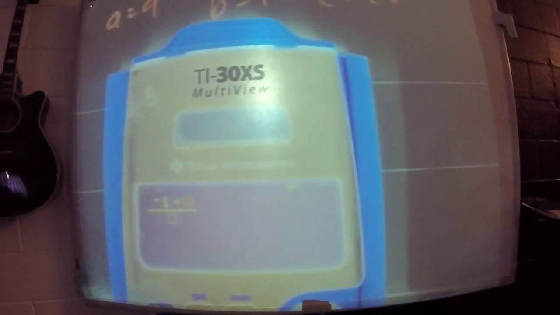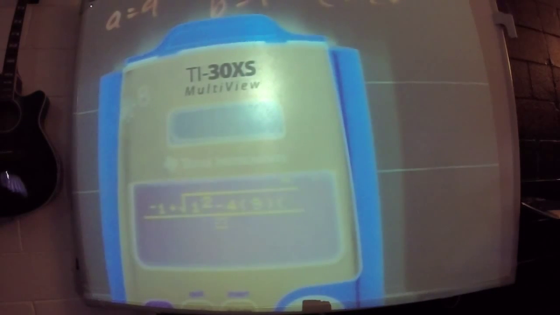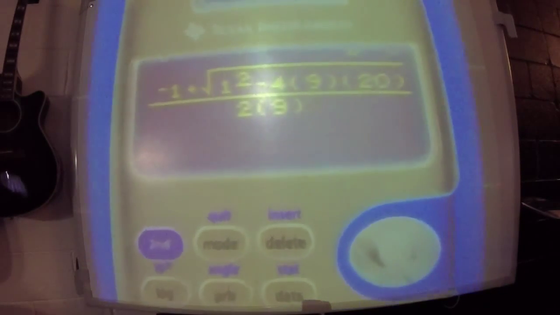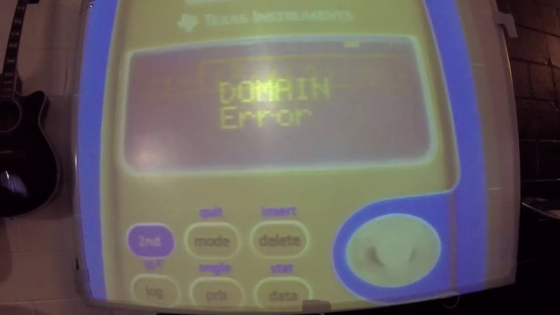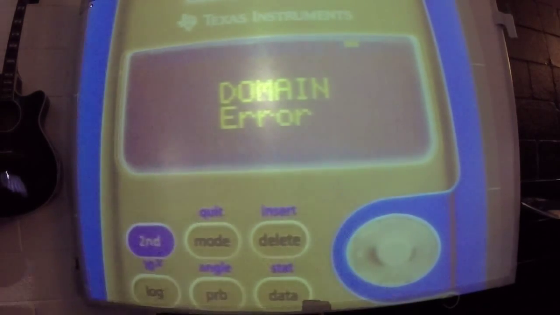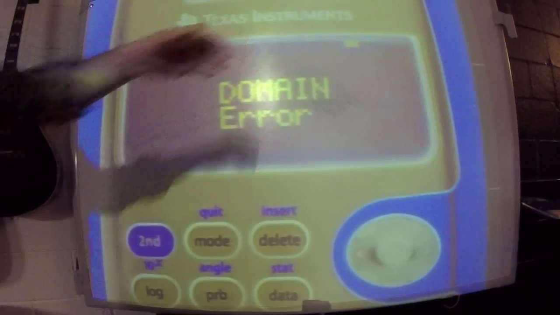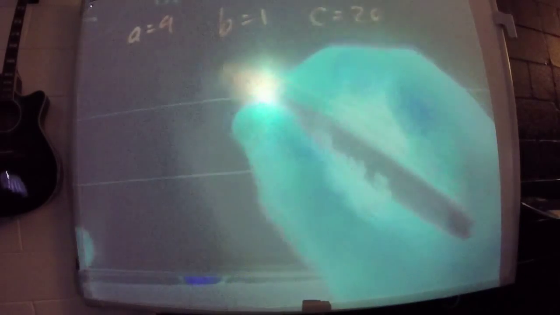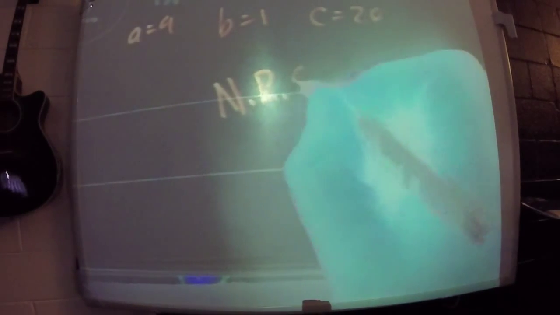x equals negative 1 plus or minus the square root of b squared minus 4ac, all over 2a. If done right, I'd like an answer, but if I did it right and I get this error, all that means is I don't have any real solution. What's under the square root must be coming out negative and messing everything up. So this one is a no real solutions.